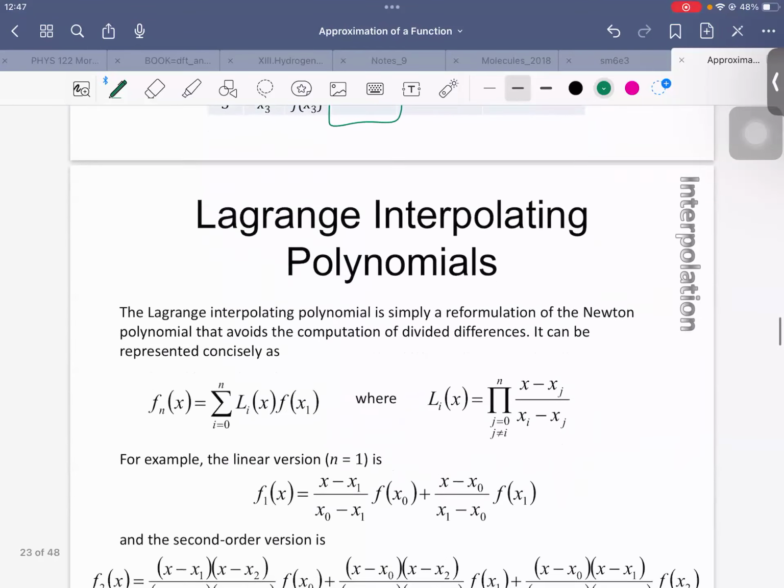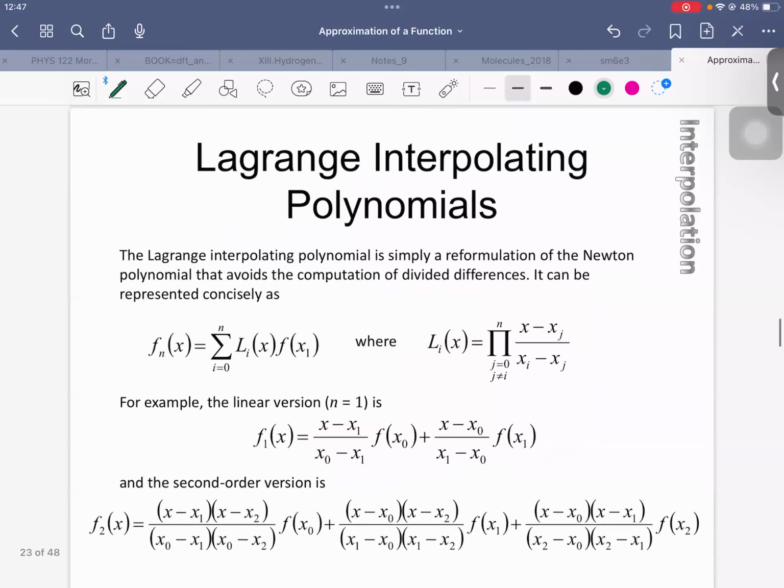Now, the next discussion is something we actually already did briefly. It's called the Lagrange interpolating polynomial. You have already plotted second degree, actually up to third degree I think. Yeah, so that's for the next topic.